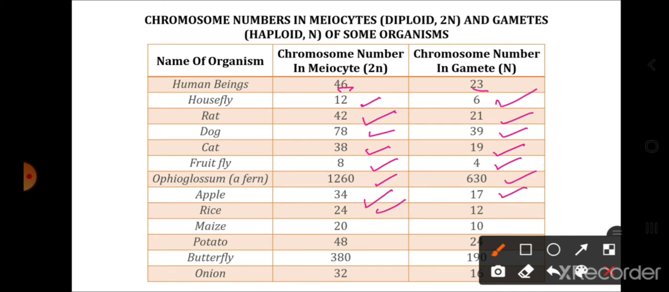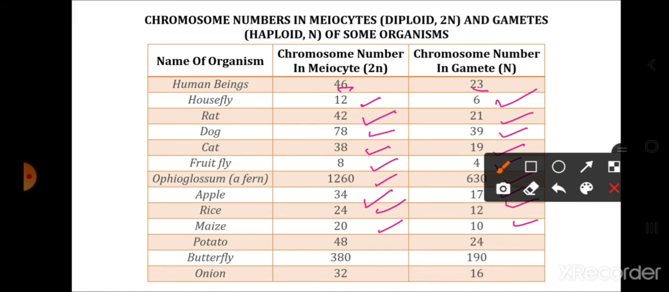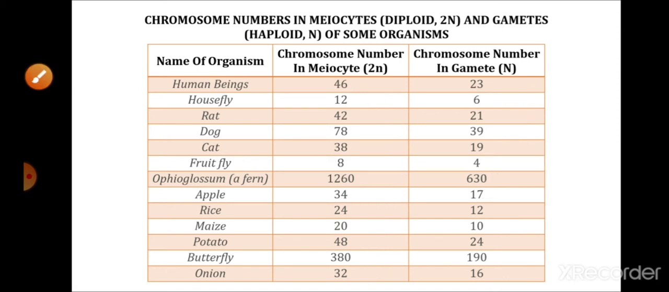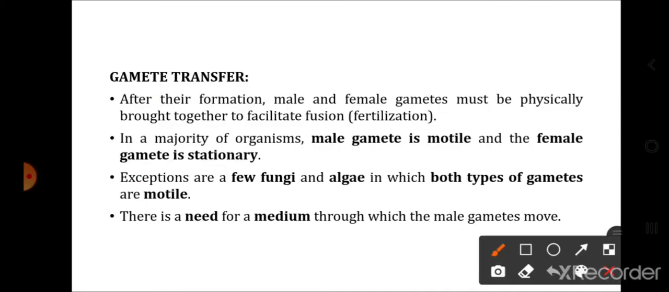Rice 24 in meiocyte, 12 in gamete. Maize 20 in meiocyte, 10 in gametes. Potato 48 in meiocyte, 24 in gamete. Butterfly 380 in meiocyte and 190 in gamete, and finally onion has 32 in meiocyte and 16 in gamete. So this table is very important for you students. Clear?